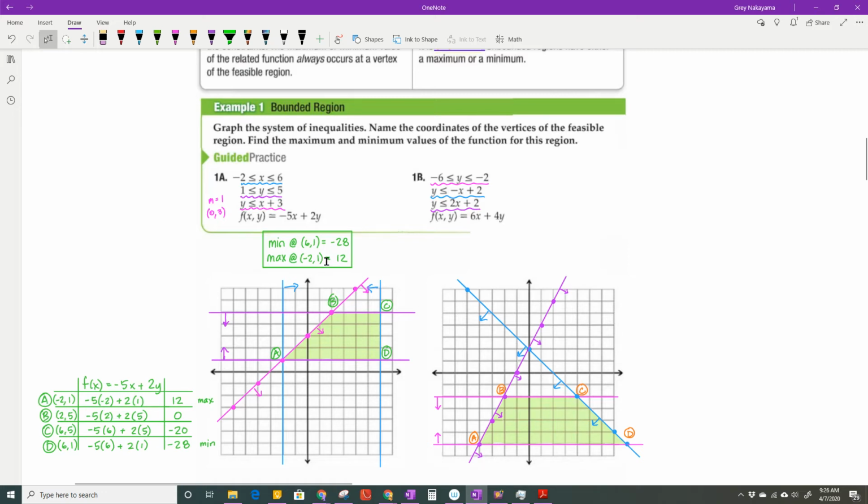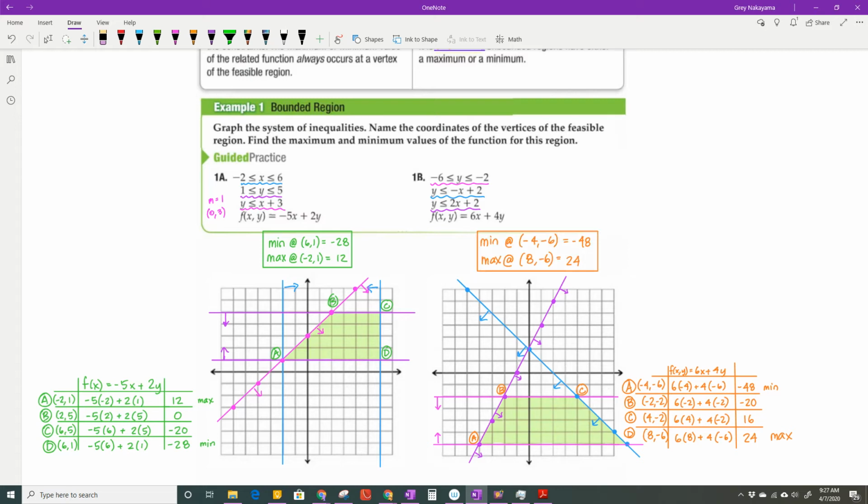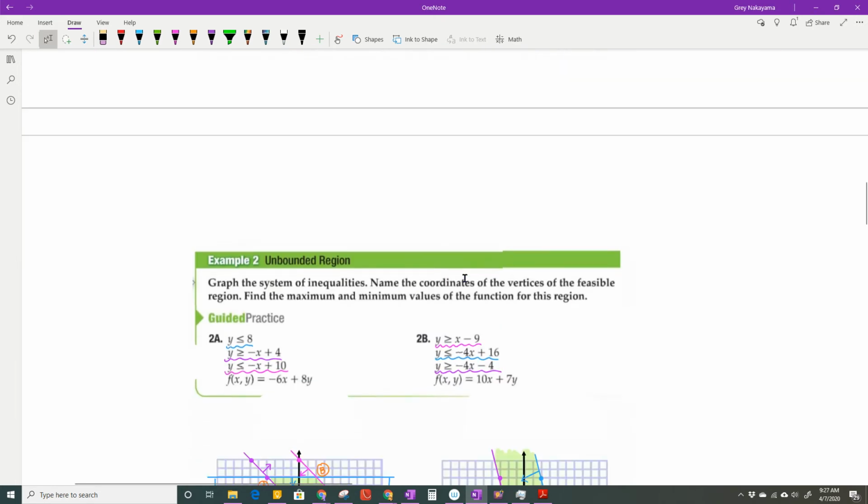Okay, so I did another example over here for you. Here is the table of values that support the work. I'm looking at my answers, and there is clearly a min at -48 and a max at 24. So when I answer the question, if I asked for the minimum value, then you would tell me it's -48. If I asked where it occurred, then you would tell me at -4, -6. Okay, so those are two bounded regions.